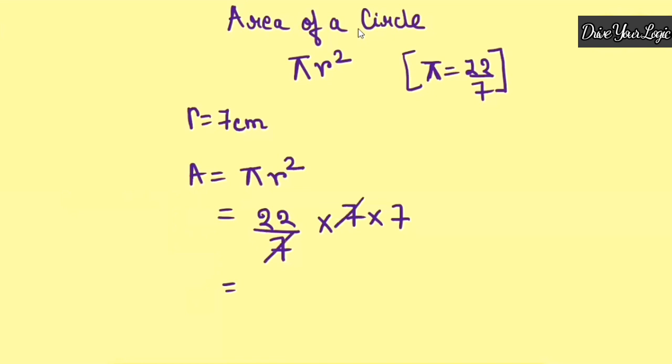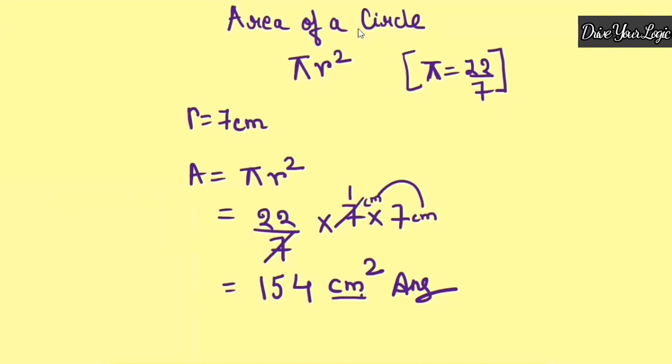So 7 cancels. What is remaining here? 22 into 7, that is 7 into 2, 14, carry 1, 7 into 14, 15, so 154 centimeter square is your answer. So in this way, you have to find out the area of a circle. Clear? And why has centimeter square come? Because here is 1 centimeter and here 1 centimeter, so centimeter into centimeter is centimeter square. So 154 centimeter square is the area of a circle.